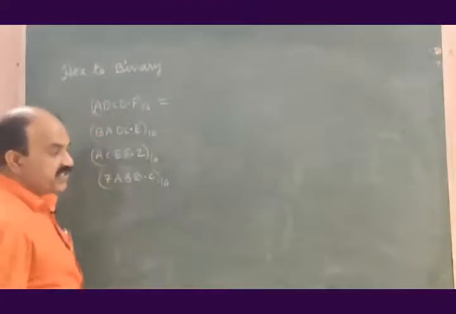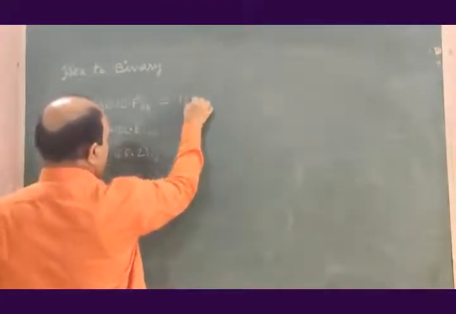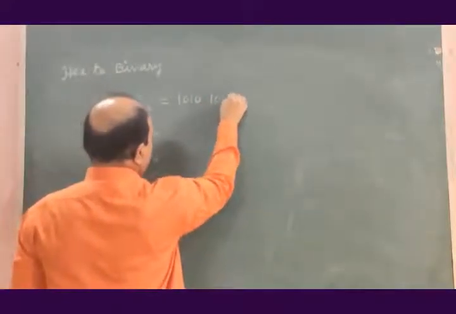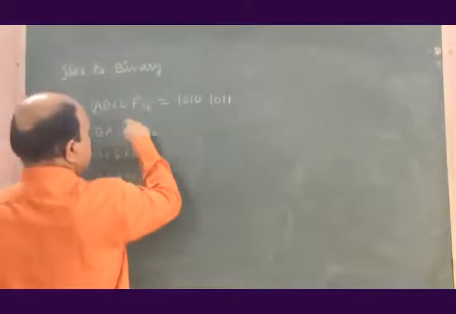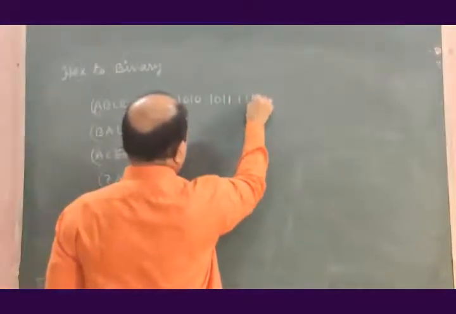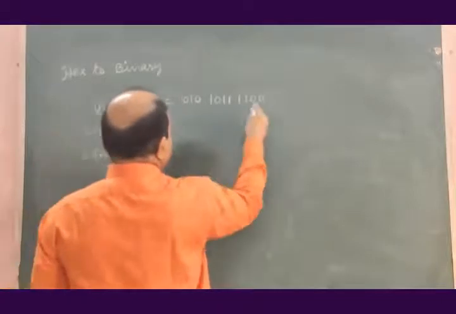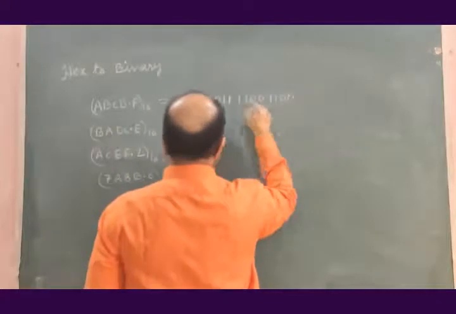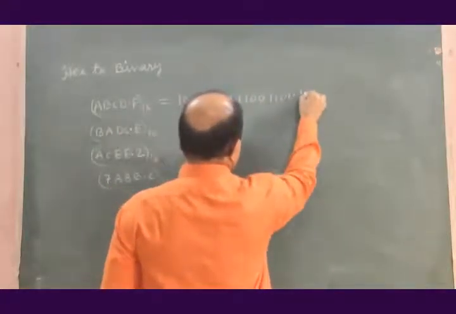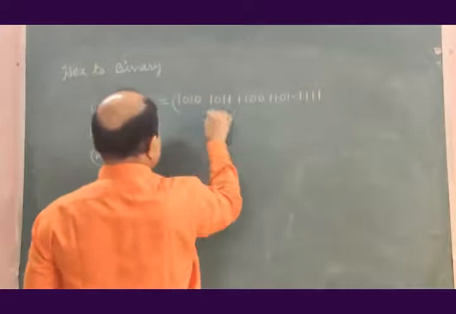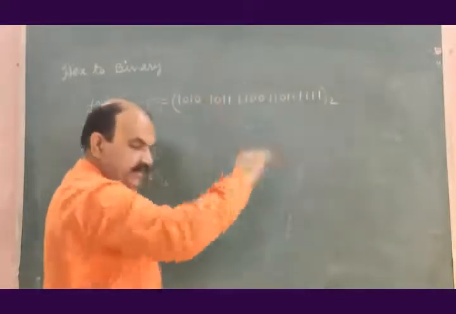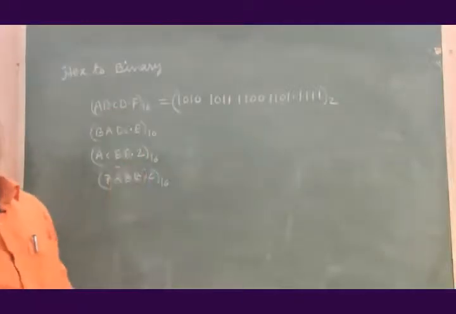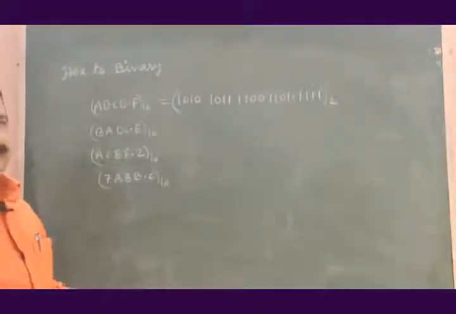A means 10, 1 0 1 0. B means 11, 1 0 1 1. C means 12, 1 1 0 0. D means 13, 1 1 0 1. Binary point. F means 15, 1 1 1 1. This is equivalent binary of given hexadecimal number. It's so simple, just child's play.